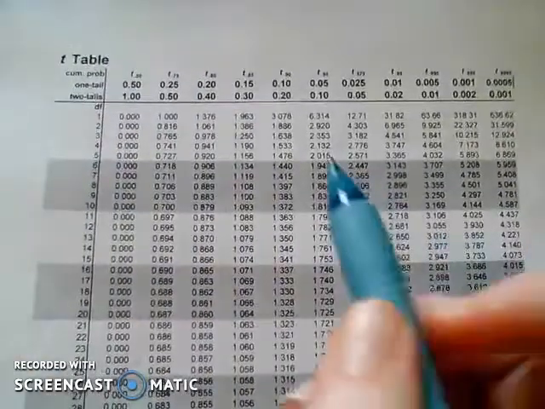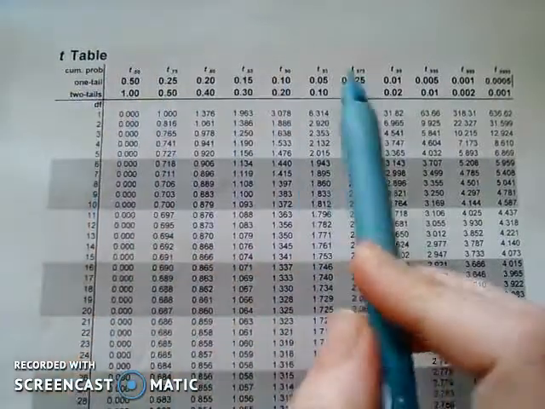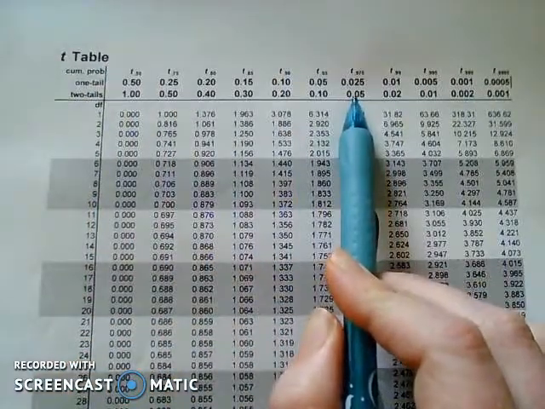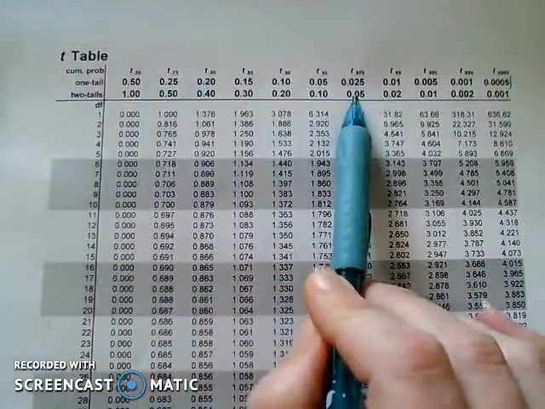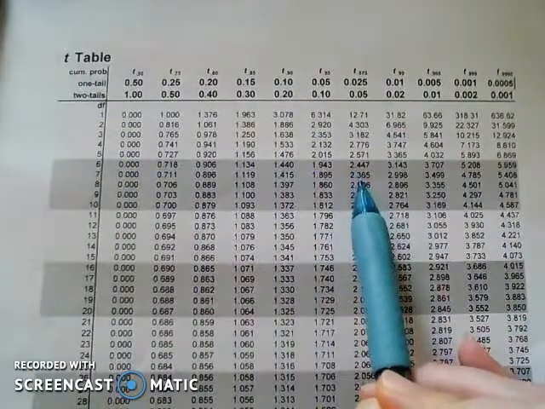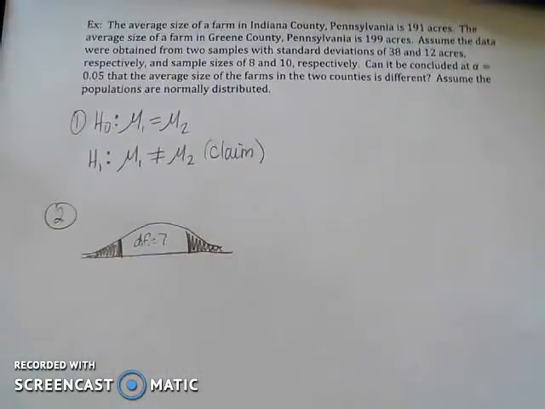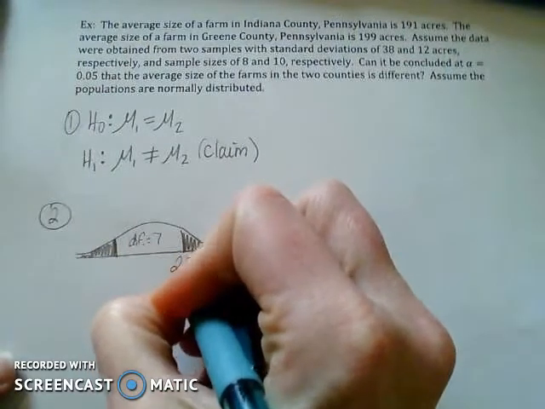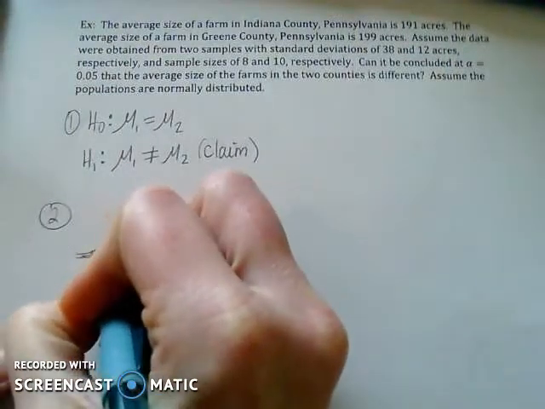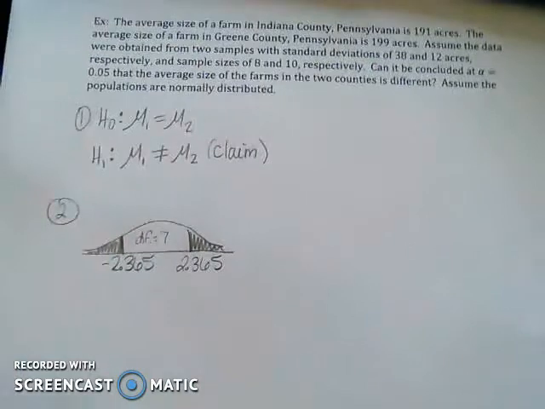So we're going to go look up here. We need the 2 tails at 0.05. Remember, we don't cut it in half. 2 tails, 0.05 down to 7, 2.365. Which also means negative 2.365.